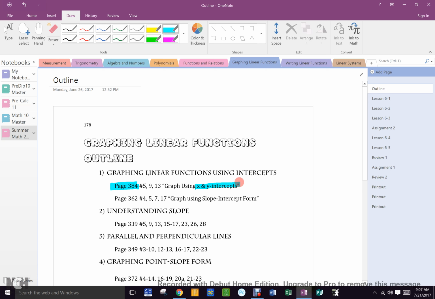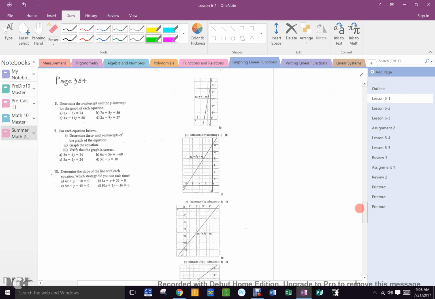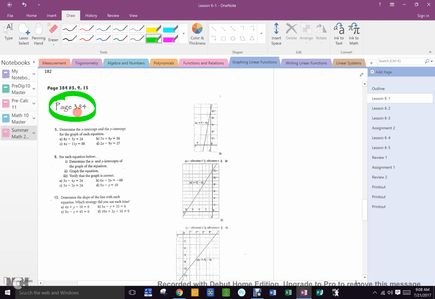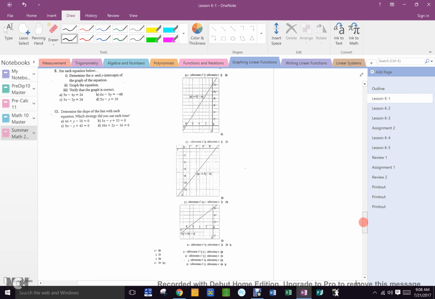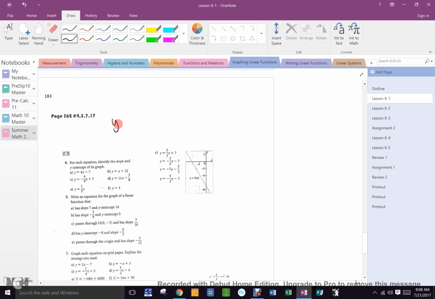Okay. Now, on your outline, which none of you ever look at, page 384, I want you to use the x and y intercepts. For 362, I want you to use y equals mx plus b. So when you go to your work, you will see the first page is the 384 page. So that, use x and y intercepts. Don't use slope-intercept form. Use the x and y intercepts, which are (x, 0) and (0, y). On page 362, which is the next one, here you can use y equals mx plus b. I want you to practice both of them. Okay?